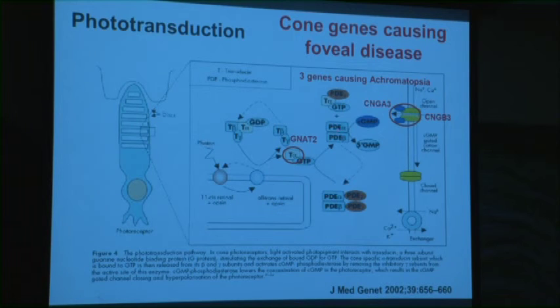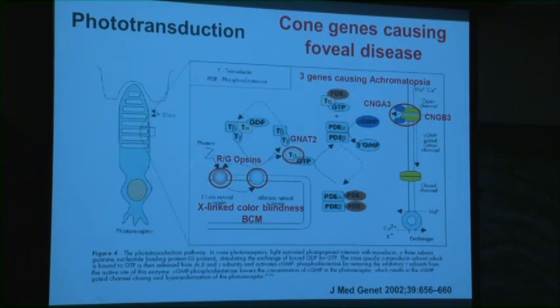Those genes include a minor form of achromatopsia, the alpha subunit of transducin, the GNAT2 gene, and the two major forms of achromatopsia, the A3 and B3 subunits of the cation channel, which is the final step in hyperpolarization after photon absorption. So there are three genes there, and there are two more, the red and green opsin genes.